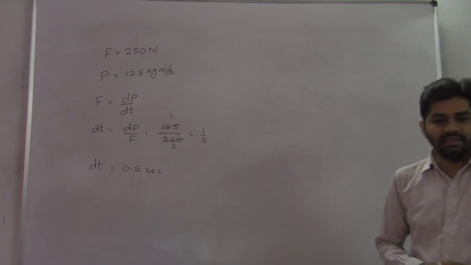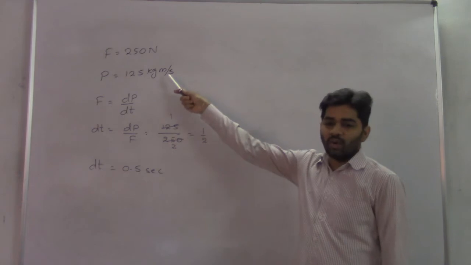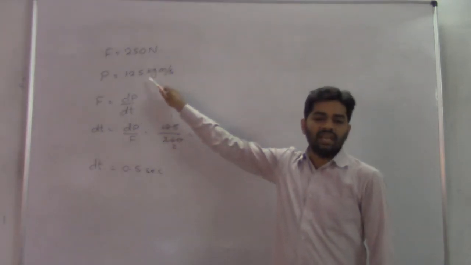Generally dp by dt is the change in momentum by change in time. In this case how much time? That means the change only, so dt. To acquire this much, you have to consider from 0 to this particular value.